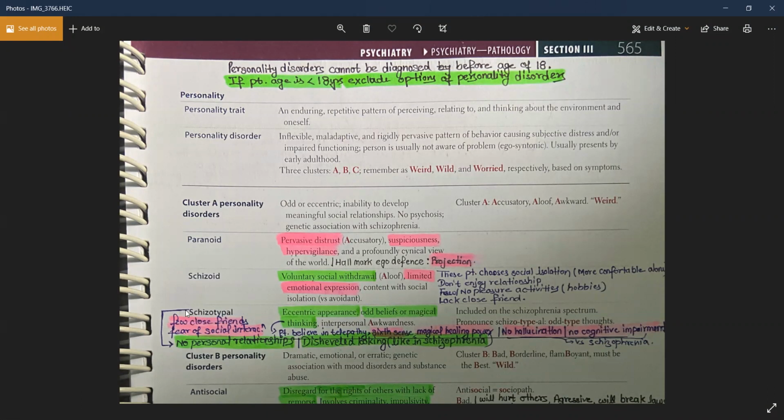So a very odd person who is odd to the surroundings, think about the schizotypal. A person who is very socially isolated, not enjoying the company, think about the schizoid. A patient who has a distrust of other persons, even the physician, think about the paranoid. Any doubt?